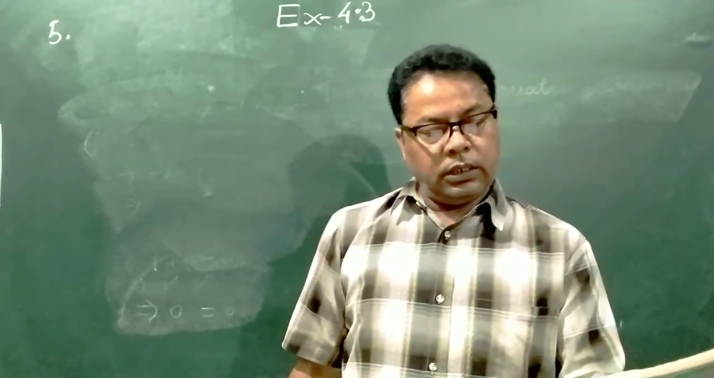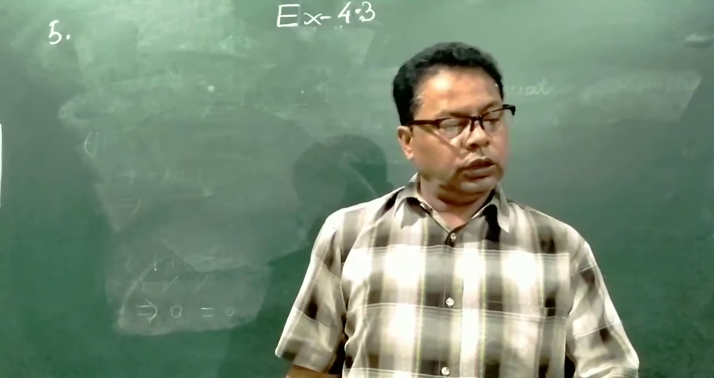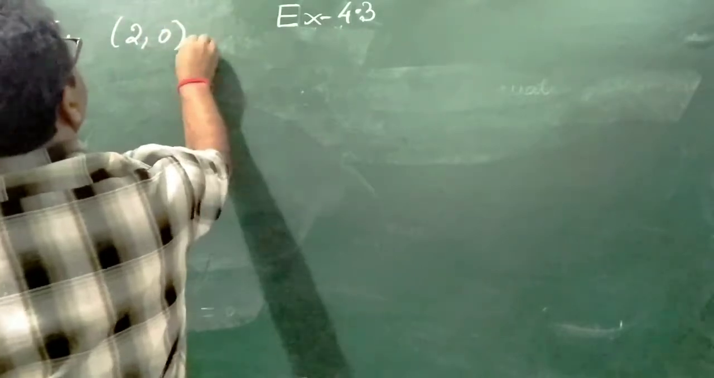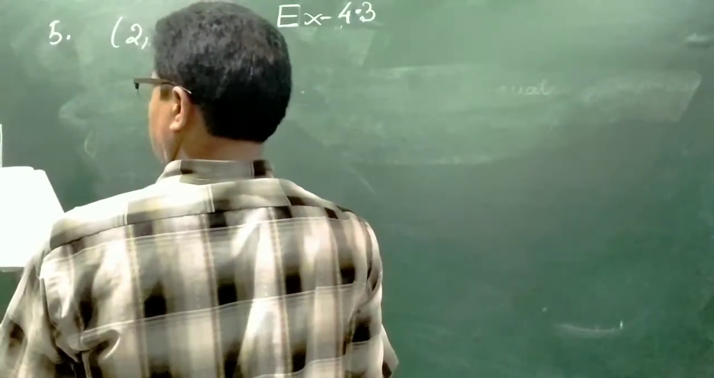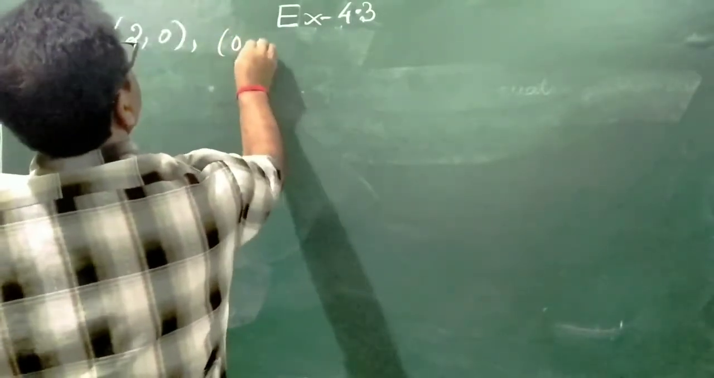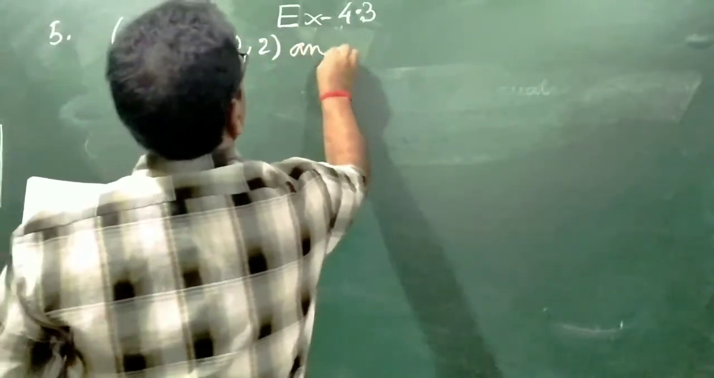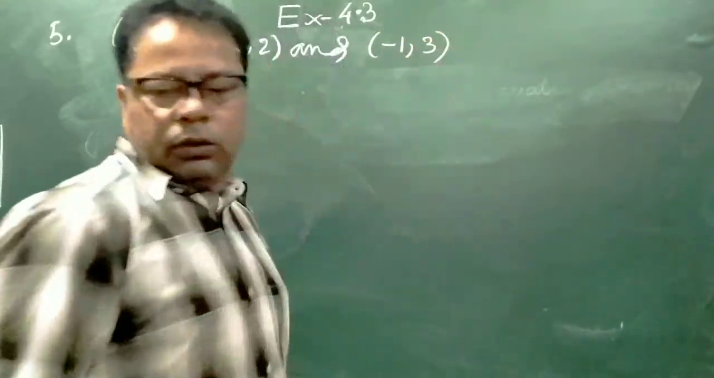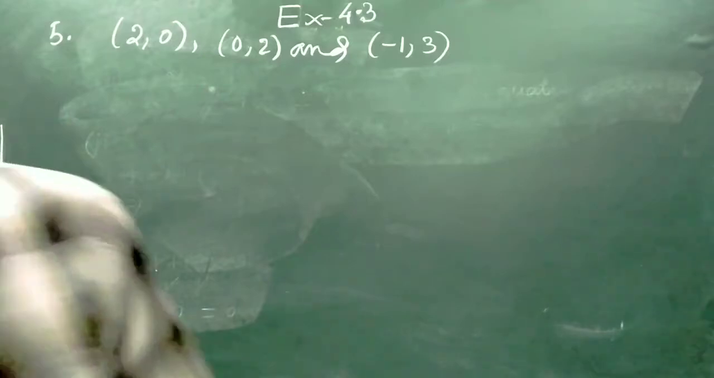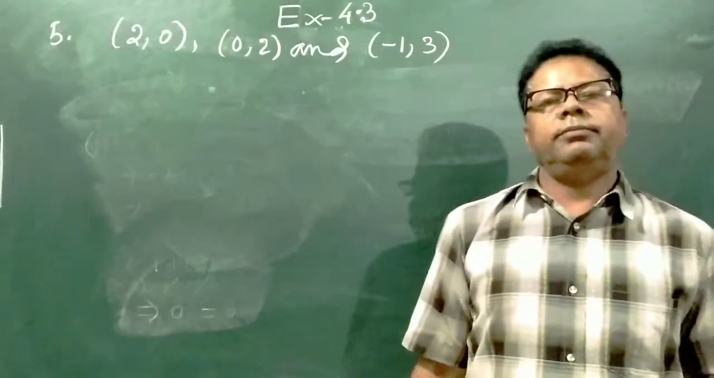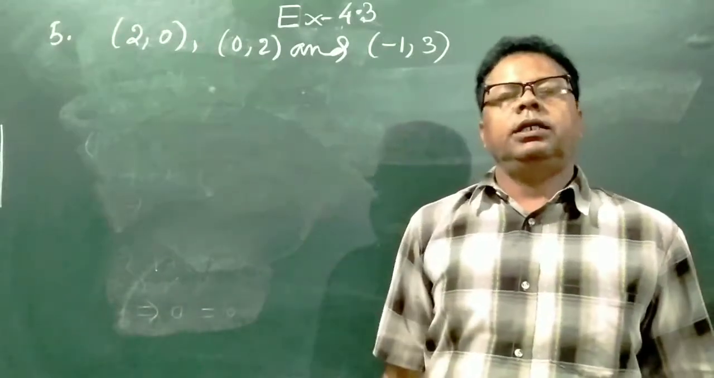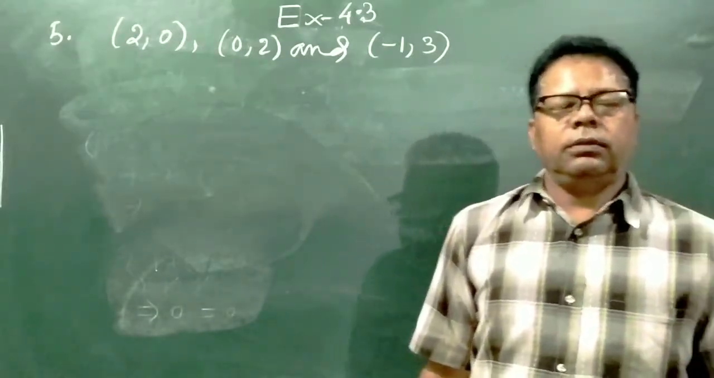The first one is 2, 0, and then 0, 2, and the third one is minus 1, 3. So let us check one by one all the equations. All the given equations we have to check, which equation will satisfy all these points. That is going to be the required equation of the graph.